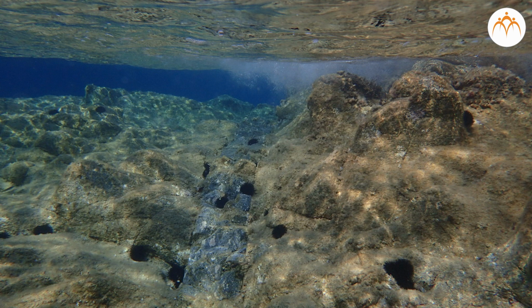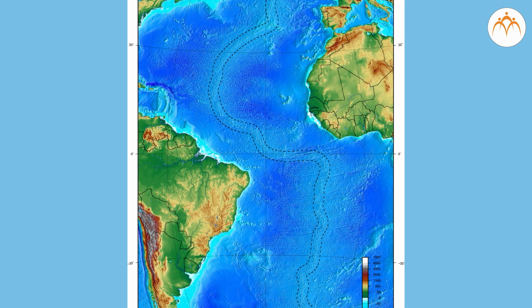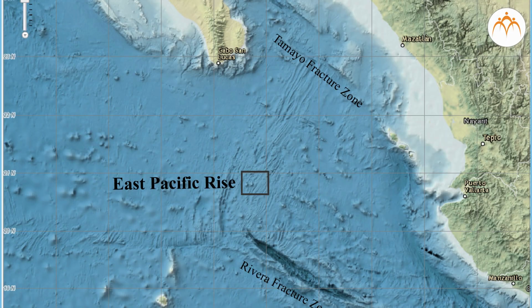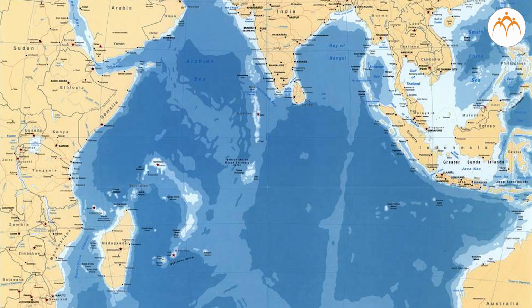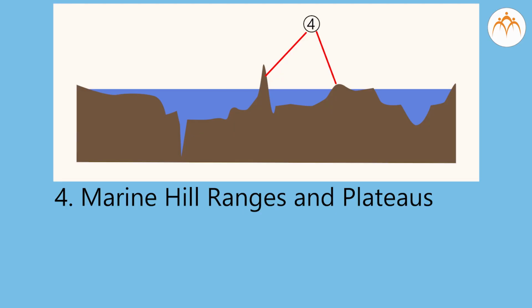Some hills having steep gradient appear as an island when seen on the surface. Mid-Atlantic hills, East Pacific hills and some hills in Indian Ocean are the classic examples. There are plant and animal deposits on these hills. The landforms such as marine hill ranges and plateaus are important features at the base of sea or ocean.